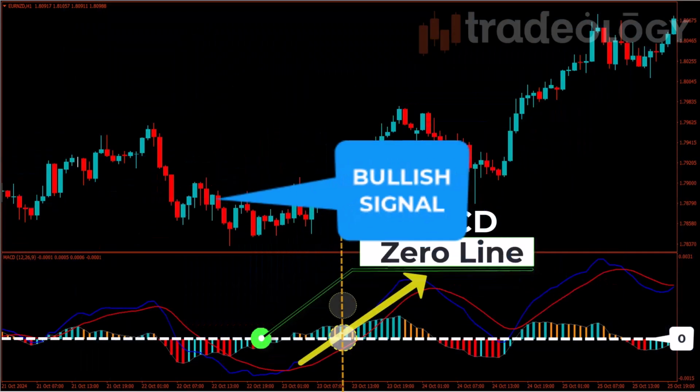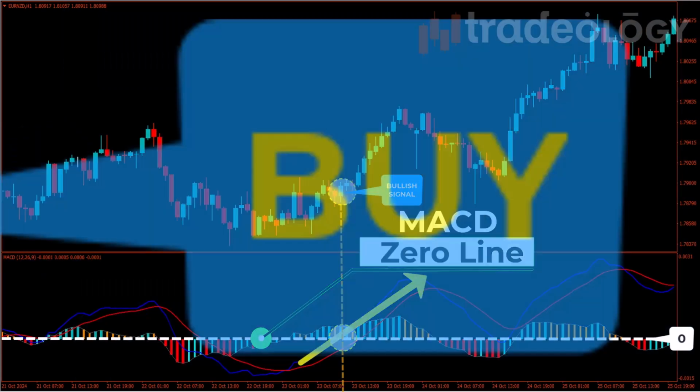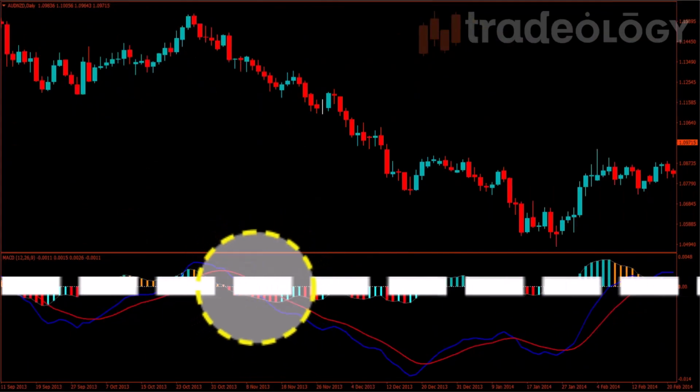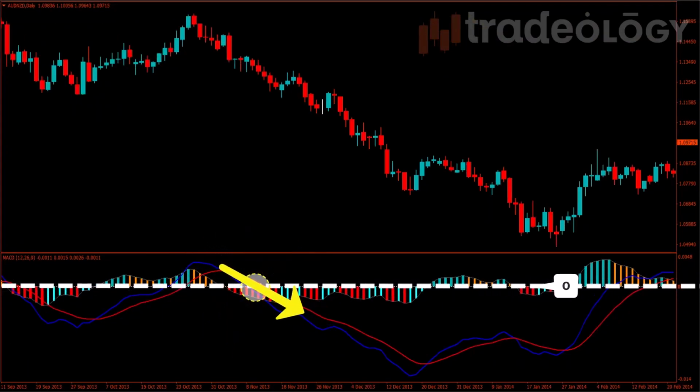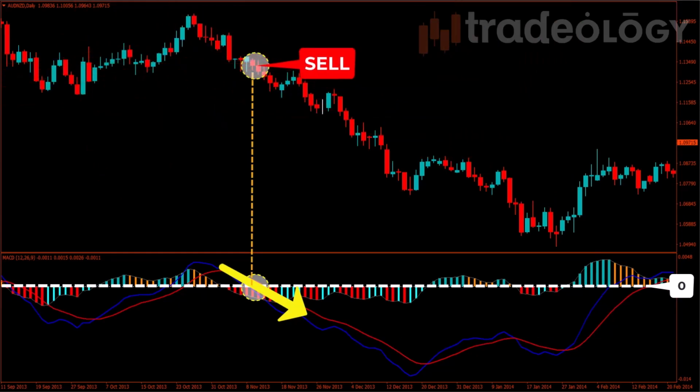If the MACD line blasts up through the zero line, that's a massive clue that buyers are taking over and a buy setup might be forming. But if it crashes down through the zero line, that's your warning that sellers are stepping in hard and a sell signal could be on deck. It's like the market shouting, trend shift happening right now.